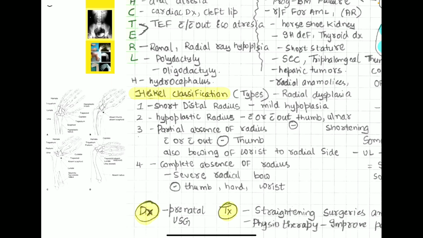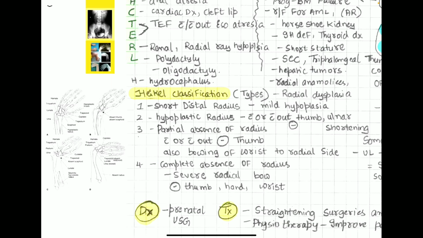The bowing is usually towards the side of the affected limb. If the radius is affected, then bowing will be on the radial side. If the ulna is affected, then bowing will be on the ulnar side. In radial hemimelia, it's on the radial side. Type 4 is complete absence of the radius. There are absent scaphoid bone and thumb, and the hand and wrist can also be absent along with the absent radius.